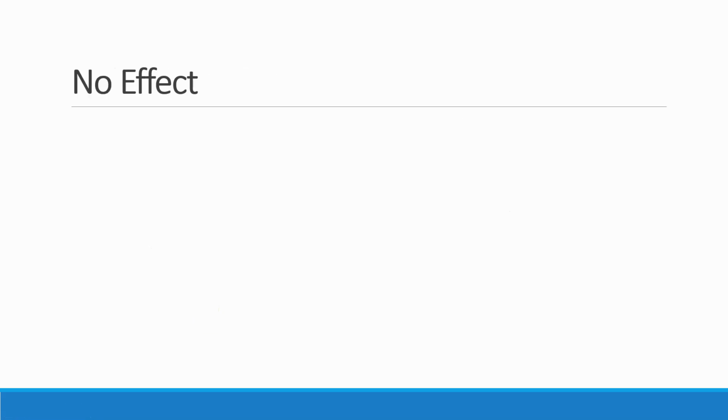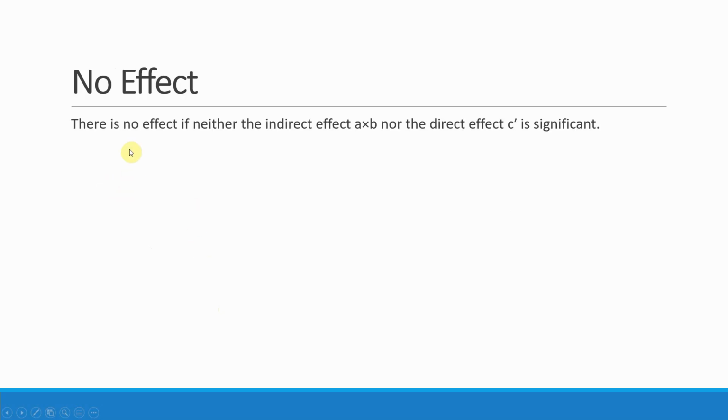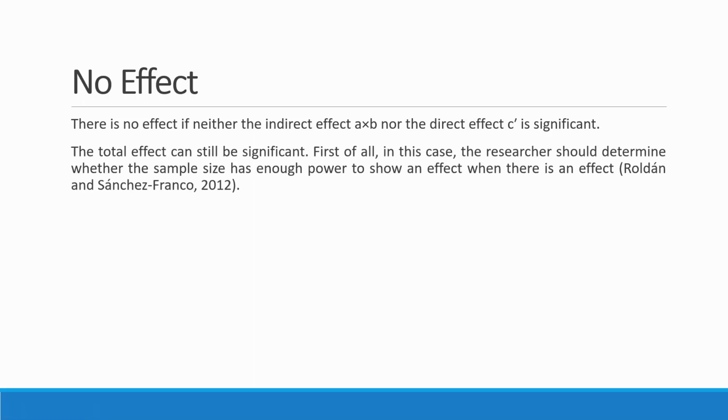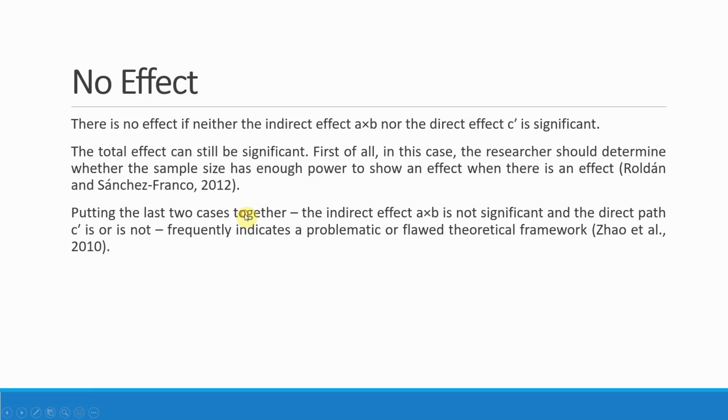No effect. So there is no effect if neither the indirect effect, that is A into B, nor the direct effect is significant. So both the relationships are insignificant. The specific indirect effect is insignificant and the direct effect is insignificant. So there is no effect. The total effect can still be significant. First of all, in this case, the researcher should determine whether the sample size has enough power to show the effect. Now, you should not just jump to conclusion. You should look at your sample size as well.